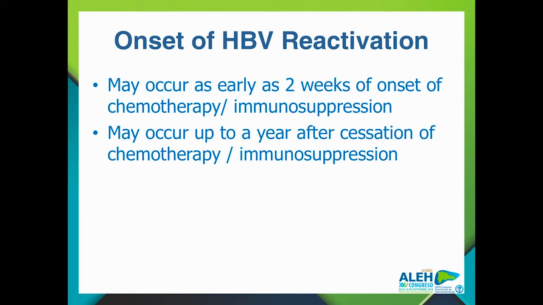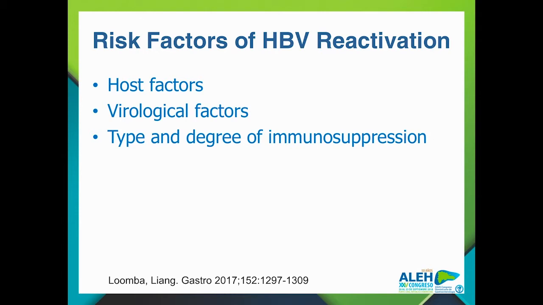Well, it can occur within 2 weeks of initiation of immunosuppression, but perhaps more frightful, it can occur a year out after stopping immunosuppression, which is why, again, it's so important to follow these patients. And that's a pretty distinct timeline. I think the last thing that we would want to do is treat someone, cure their cancer, or keep their Crohn's disease under good control, and then have them flare for hepatitis B that, again, could have been recognized and prevented.